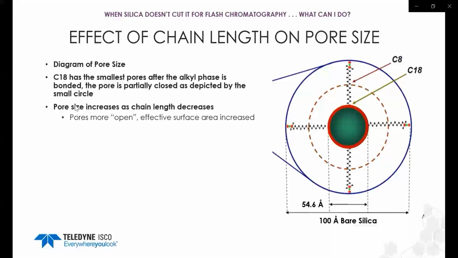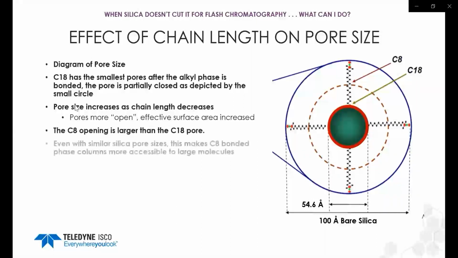So the pore size will increase as the chain length decreases. As the pores open up, the effective surface area is increased for larger molecules. The C8 opening is larger than the C18, but not quite as wide as the bare silica pore. So even when we have similar silica pore sizes, the C8 bonded phase columns are more accessible to large molecules. If we were to compare a 300 angstrom C18 versus the C8 bonded 200 angstrom particle, the latter is a better choice and it's accessible to large molecules.